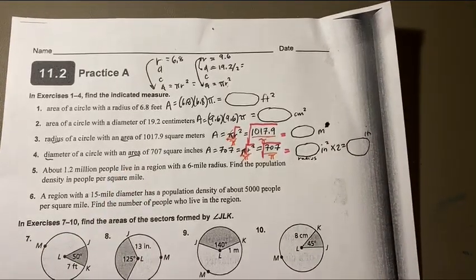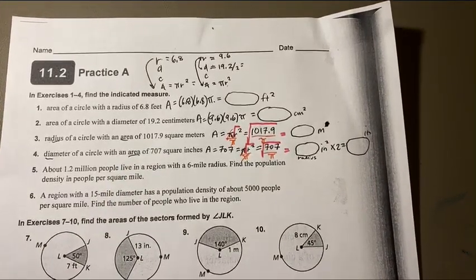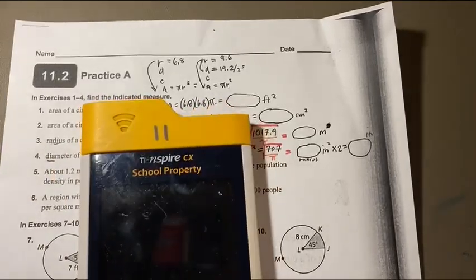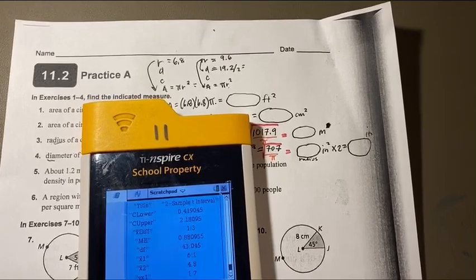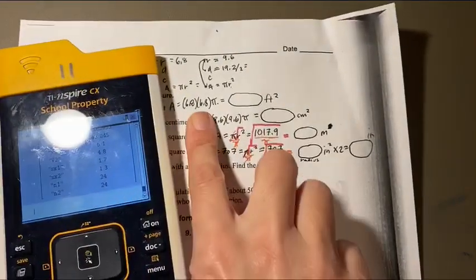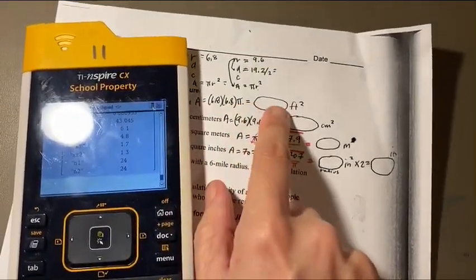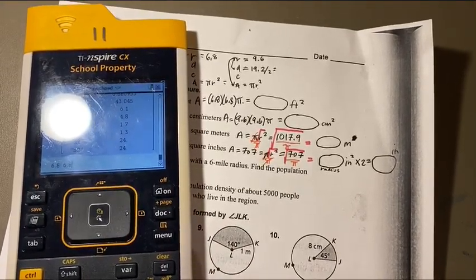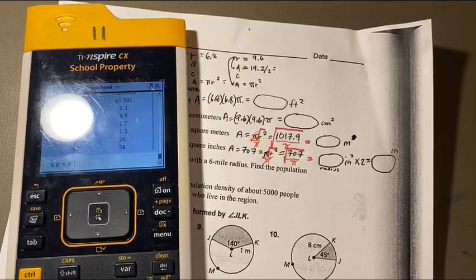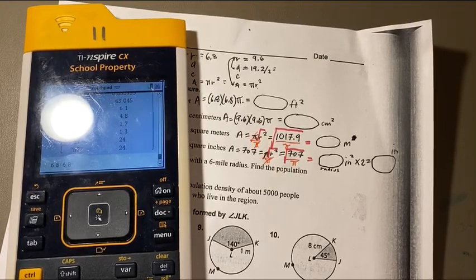Okay. So now let's type that into the calculator. I don't know what calculator you might have at home, but I'm going to put it on one of these fancy ones. I have one of these laying around. Okay, so the first one is, and you can type this into Google if you don't have one, or just on your phone. So 6.8 times 6.8 times pi.